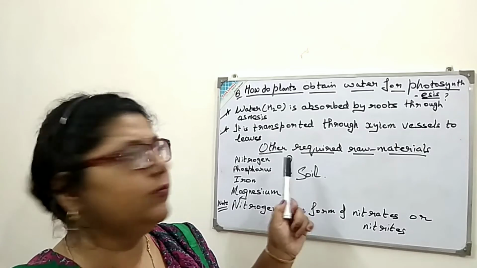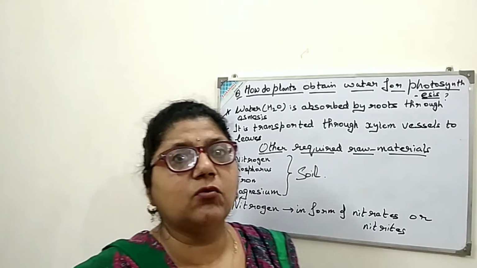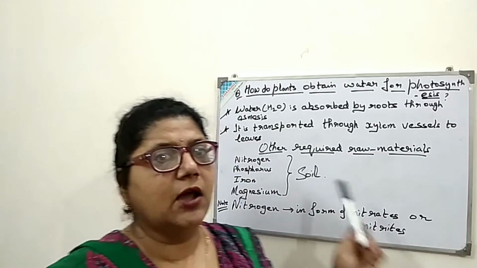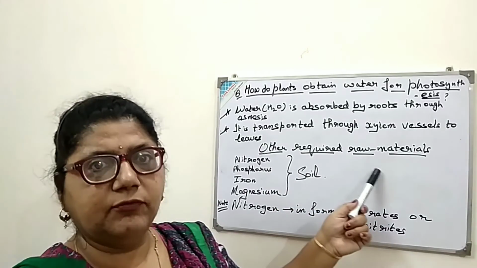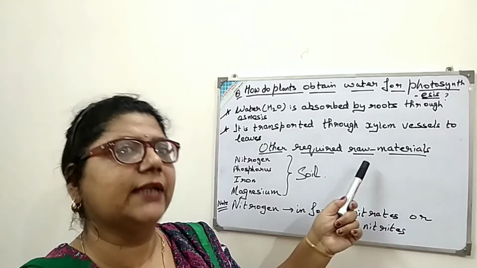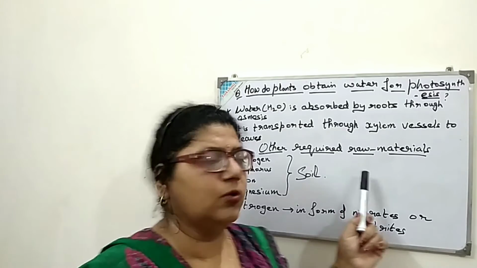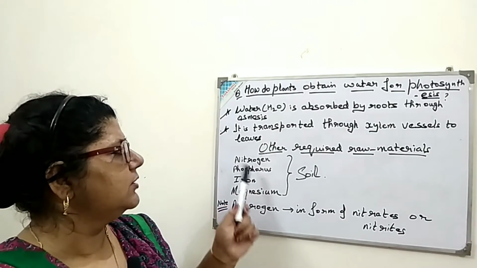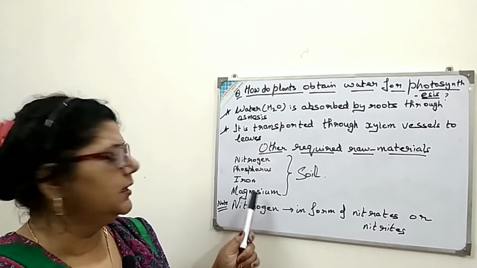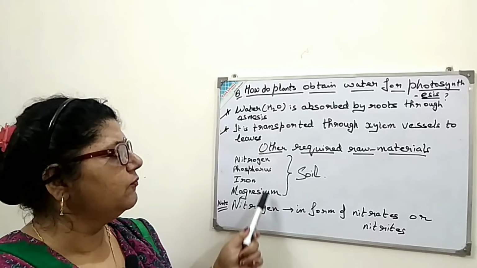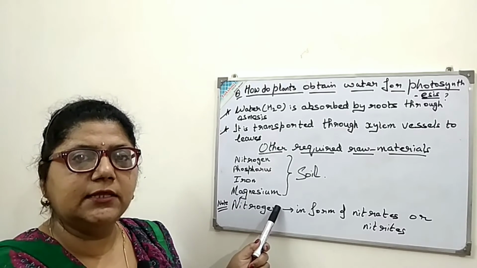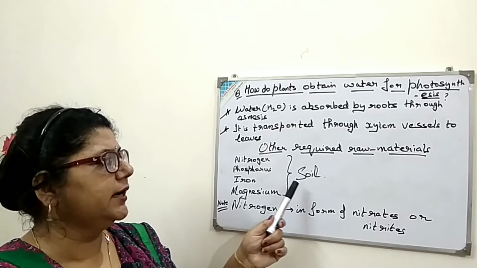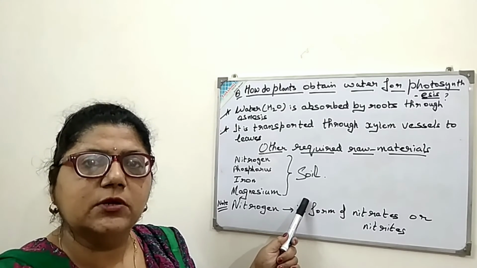Now we will see what are the other raw materials required for photosynthesis. Now the plants require other raw materials for its utilization, for its growth. That are nitrogen, phosphorus, iron and magnesium. And from where do they get all these raw materials? They are getting these raw materials from soil.